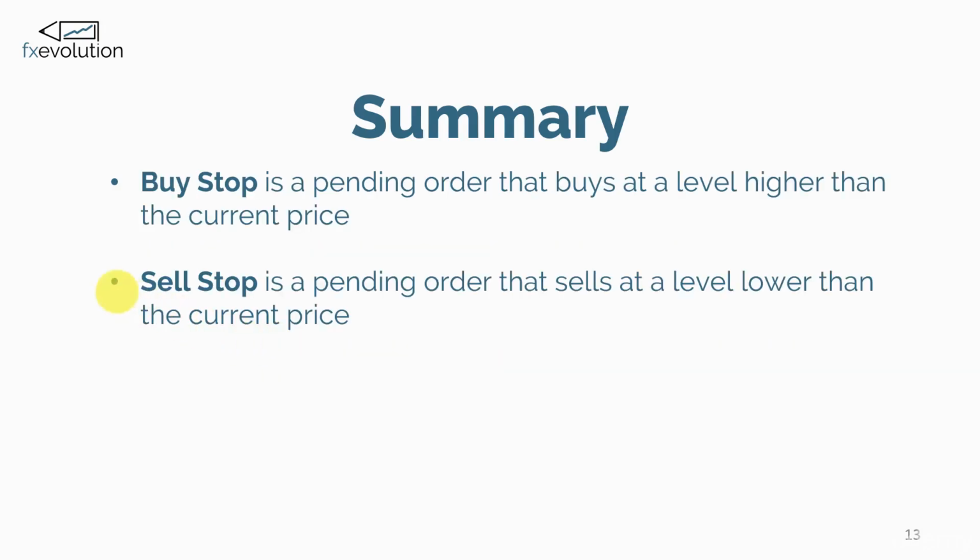Then we've got the buy stop, which is a pending order that buys at a level higher than the current price, and the sell stop, which is a pending order that sells at a level lower than the current price.